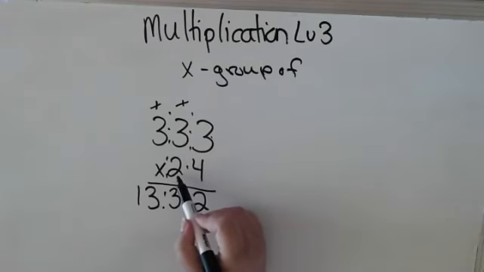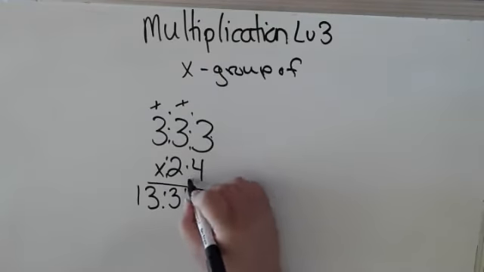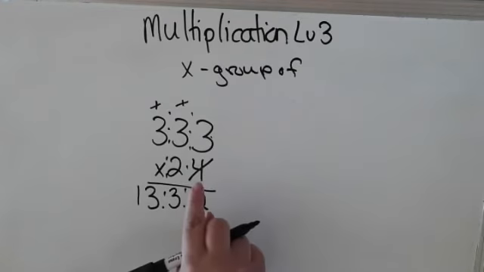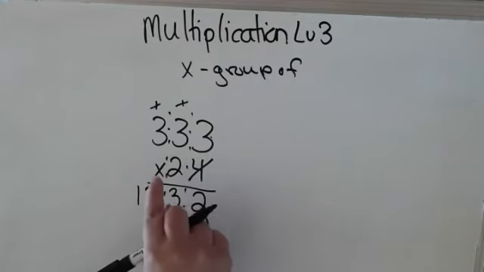Now this 2 is actually 20, which means this ones column has been used. I have used that 4. This ones column has been used. So I'm putting a 0 there to say I have used this column. I have used that one already. So everything I times right now is going to be in the tens column or higher.